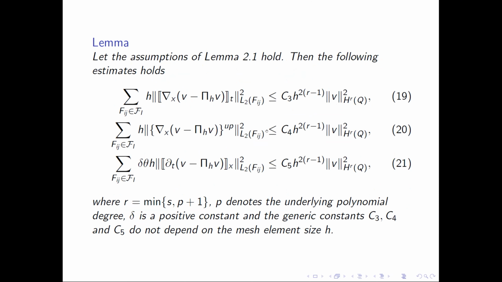To derive these estimates, what you usually do is show some a priori estimates. What you have to show is that the time derivative terms and the jump terms give you the optimal convergence rates for both the time, the upwind, and the space parts. So this lemma here describes this idea.